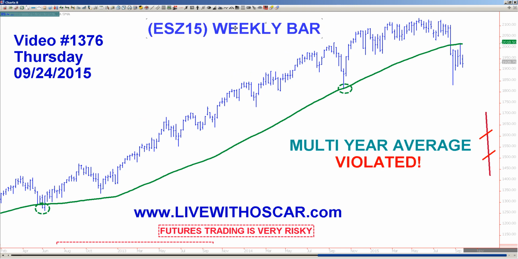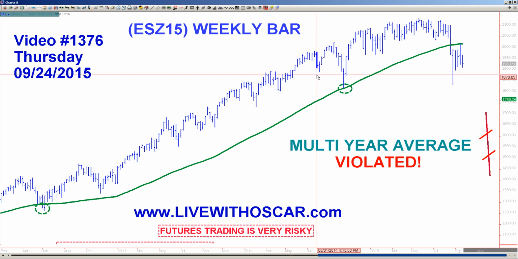Weekly bar E-mini S&P, the ESZ15 on a weekly bar. Each one of these lines represents a full week's worth of trading. Here's an average that goes back for many, many years. It hasn't even been breached slightly since 2011. We hit it here and bounced right off. We didn't even get close and bounced, and then the story was over. We finally hit it here. We bounced, but look what happens here. We break the average. Ugly, right?